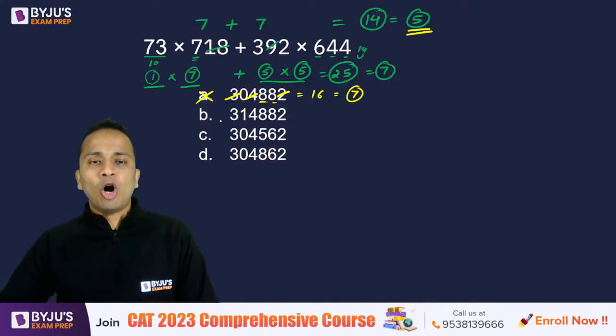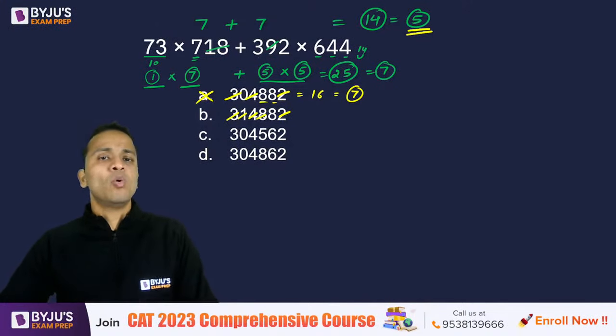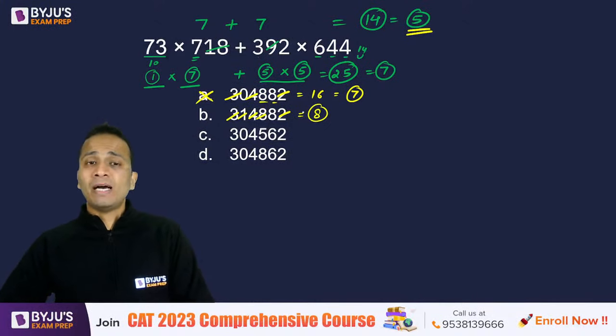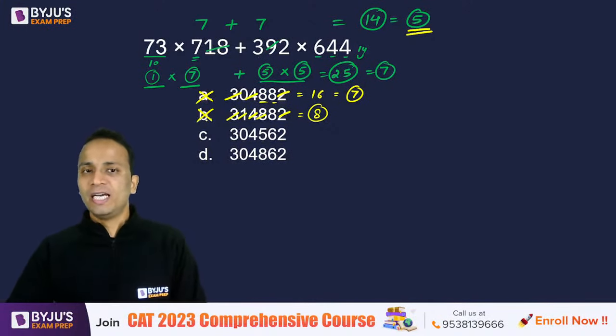Okay. Now option B, 3 plus 4 plus 2, sorry, 3 plus 4 plus 2 is 9. I'll remove this. 1 plus 8 is equal to 9. So I'm left with only 8, which is not matching with the digital sum that I require. So option B is also not the answer.